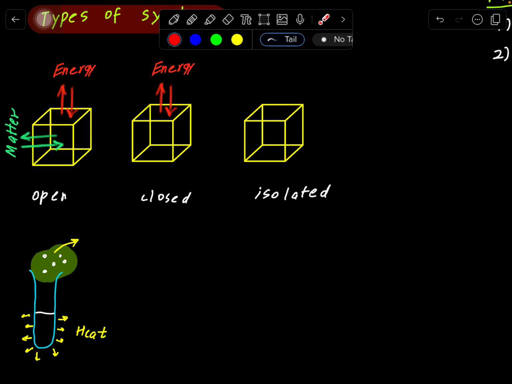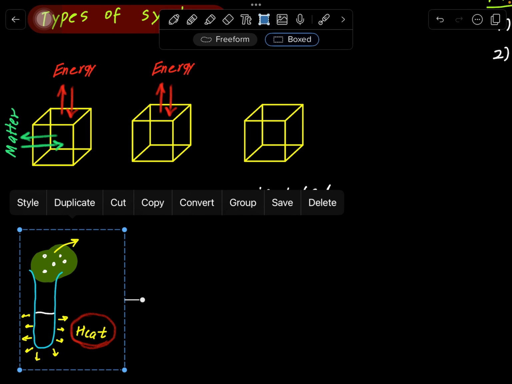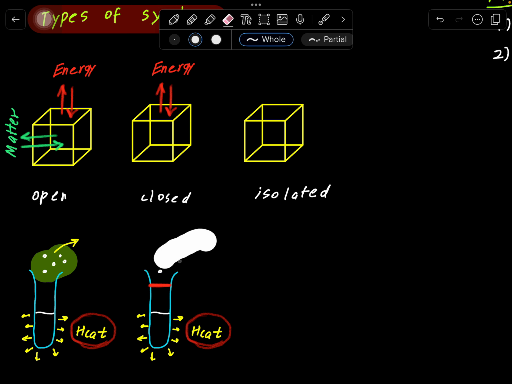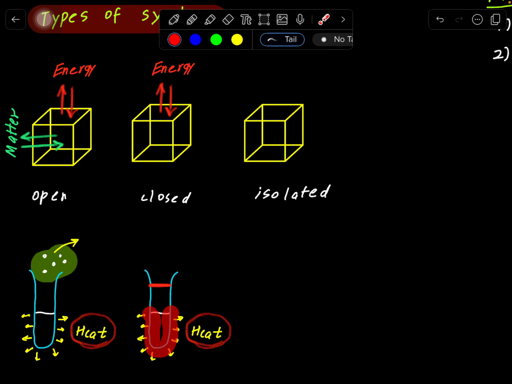If you took the same test tube, but you put a lid on the test tube, that would prevent vapors from leaving the test tube, so no more matter can leave the system. Okay? However, energy continues to leave the test tube in the form of heat. That is your closed system.